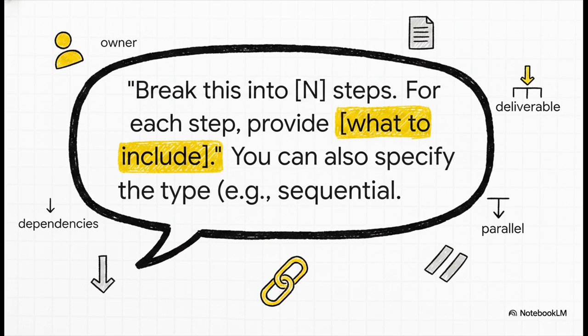Break this into N steps. For each step, provide what to include. That's it. From there, you can get specific, asking for things like the owner, the key activities, or the dependencies. You can even tell the AI which structure to use, like break this into 4 hierarchical phases.